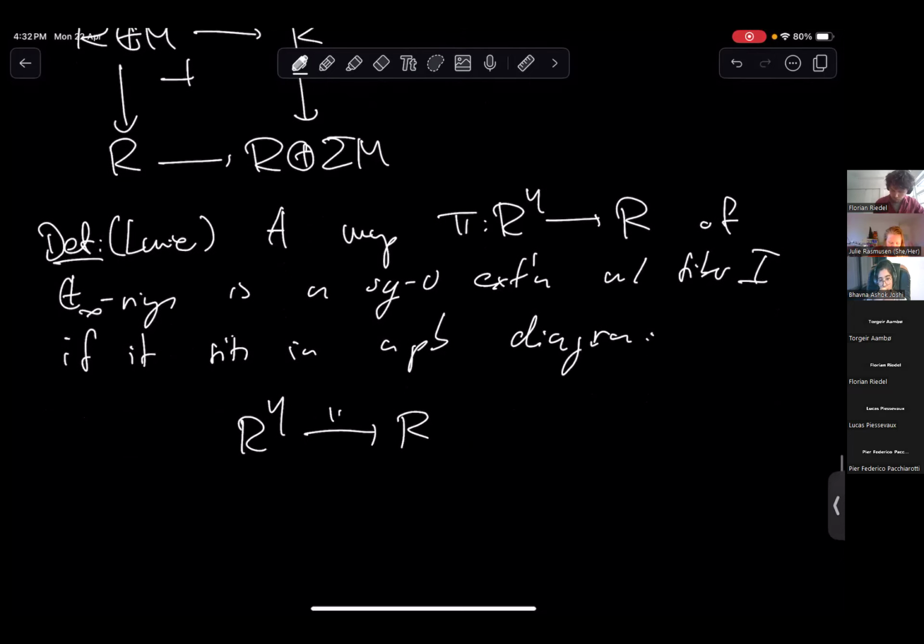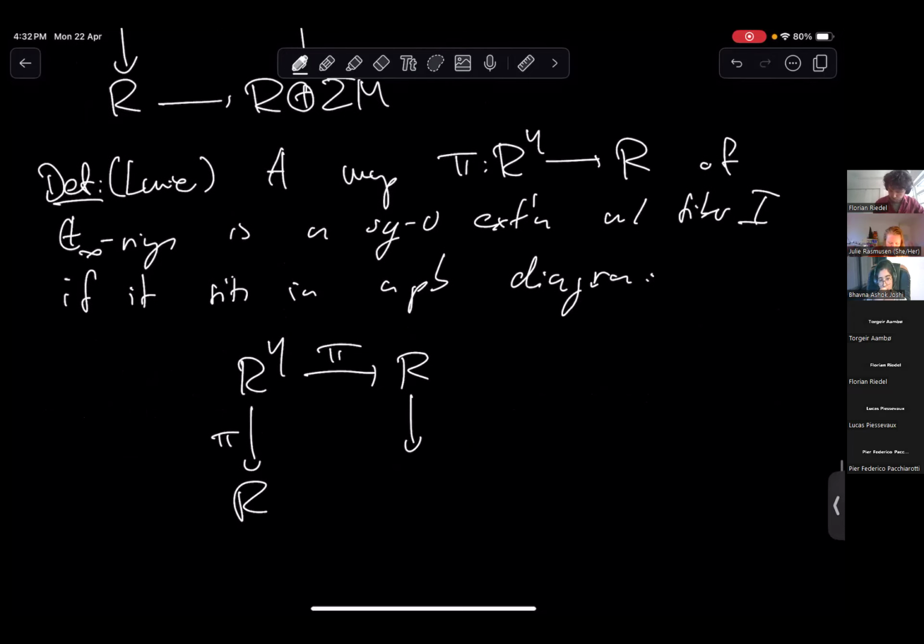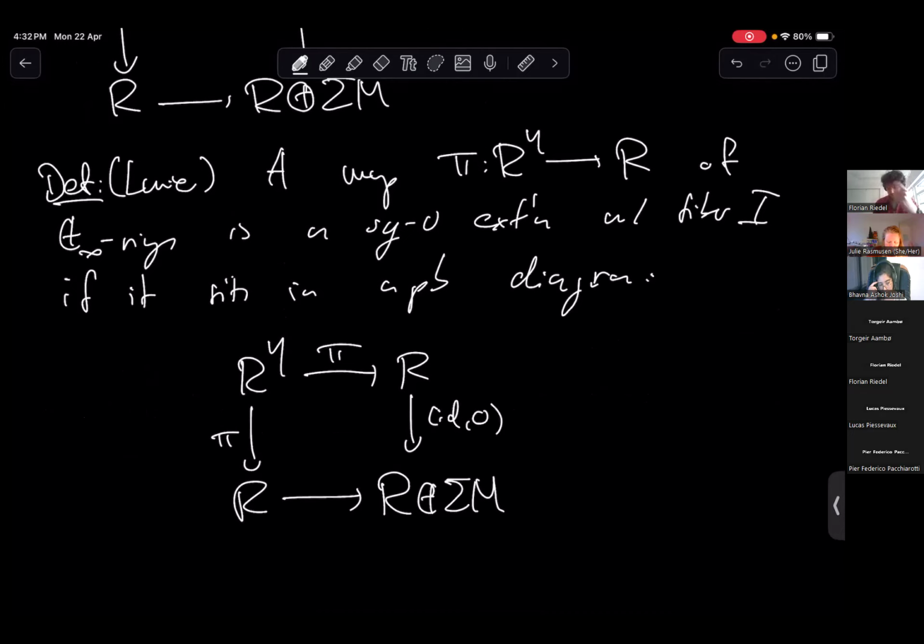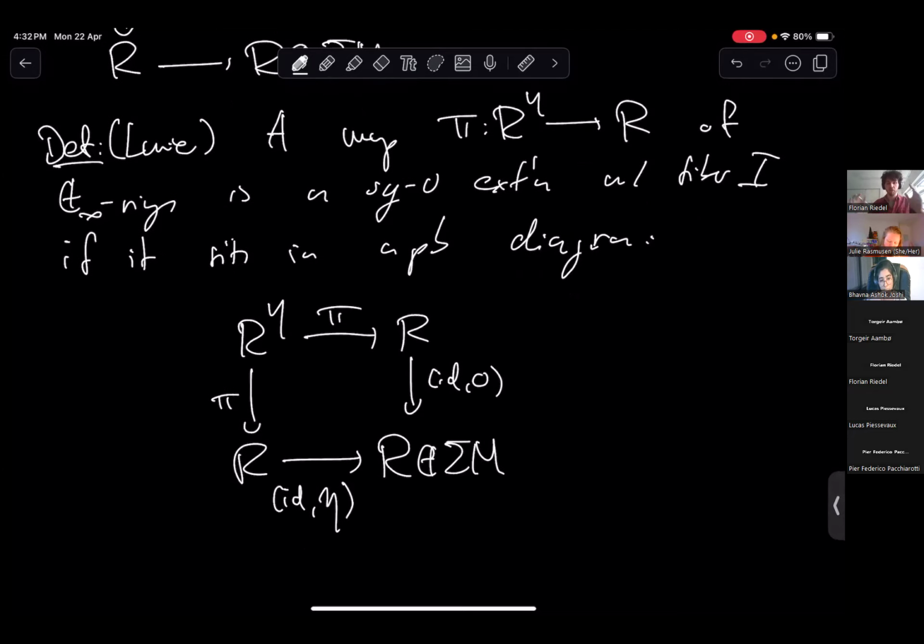Like so, over here you put pi and pi, R and R. And here you put the split square zero extension, but shifted one up. And the maps are once the identity, like the zero section, so to speak. And here is some section called eta that may or may not be non-trivial.